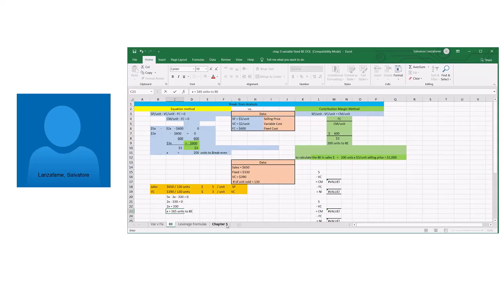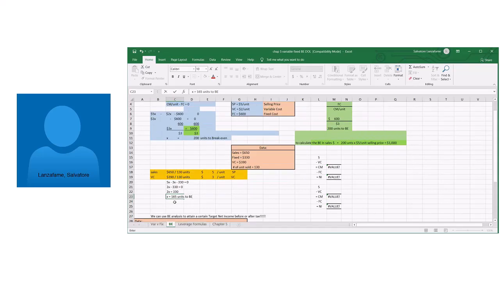If you went one step further and figured out what it would be in sales dollars, take the 165 units and multiply it by $5 per unit. Let me just get it on the calculator, 165 times 5, and that'll give you $825 in sales. That's the amount of sales you need to break even, 825. All right, so let's put that to the test.